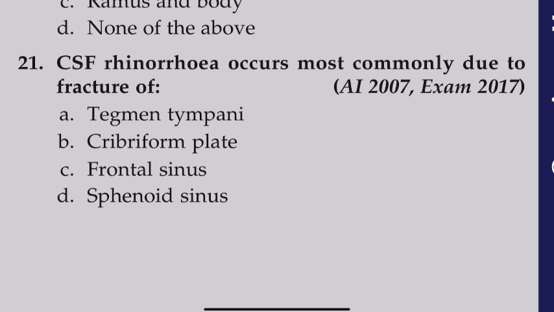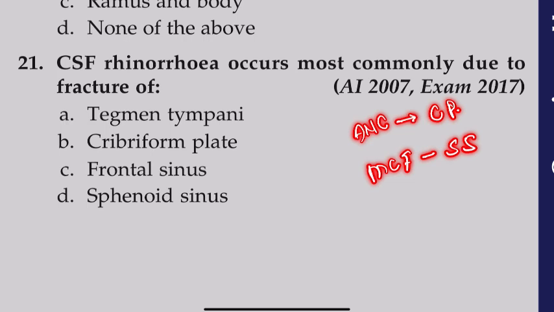Now talking about CSF rhinorrhea, there are different fracture sites. Like in the anterior cranial fossa, the cribriform plate is the main site for CSF rhinorrhea. Similarly, in the middle cranial fossa, the sphenoid sinus is the main site. Talking about the posterior cranial fossa, this is also the sphenoid sinus.